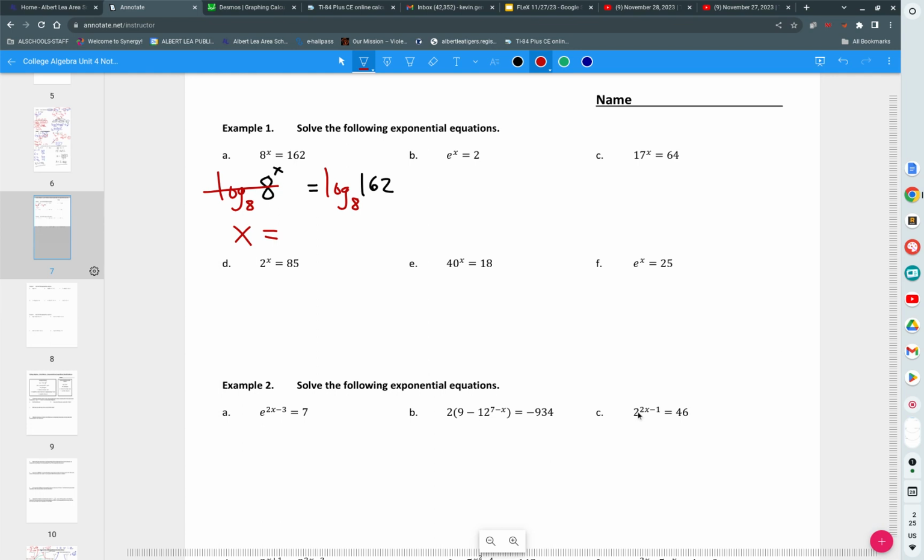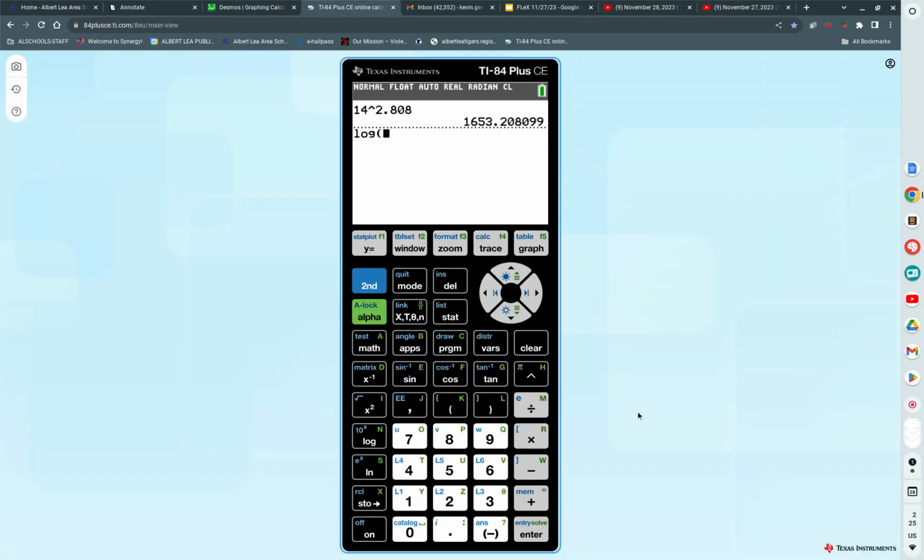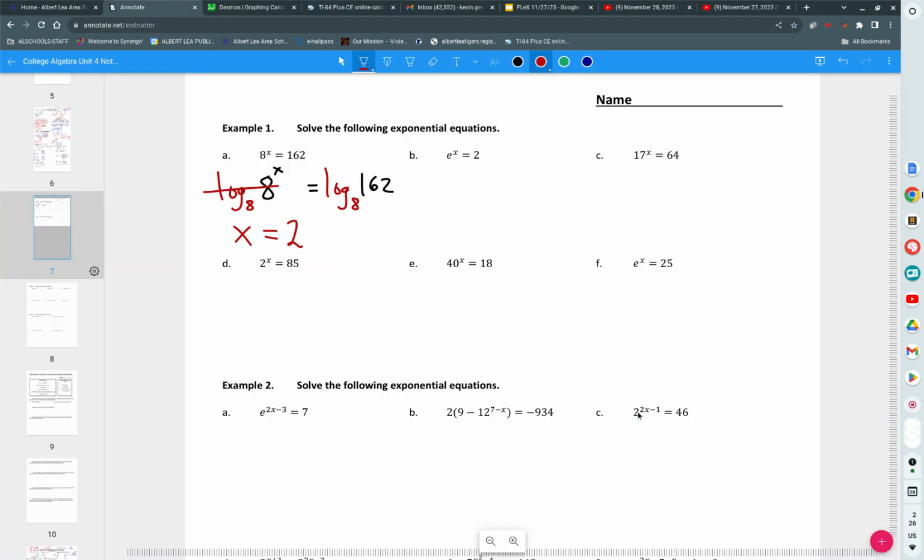And then on the right side, we just learned how to evaluate log base 8 of 162, didn't we? We go to our calculator, and we type in log of 162, and we divide it by the log of 8. And I get 2.446. Any questions? The next problem is e to the x is equal to 2. I want to get rid of e. How do I get rid of e?